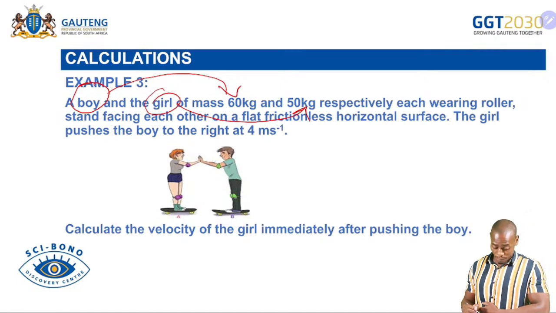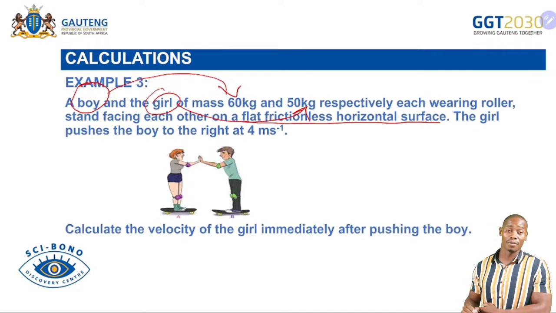So the boy and the girl of mass 60 and 50 kilograms, respectively. She started with the boy, so 60 kilograms will be the mass of the boy, and then 50 kilograms will be the mass of the girl. Each is wearing roller skates, standing facing each other on a flat, frictionless horizontal surface, and then the girl pushes the boy to the right at 4 meters per second.